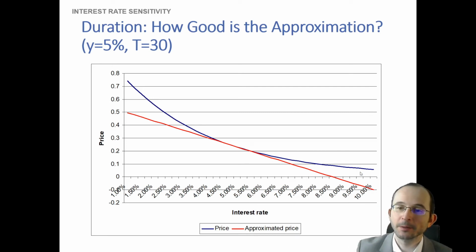So this is something to keep in mind. The linear approximation for the price change of the bond is not going to be perfect, but it's certainly a powerful result.